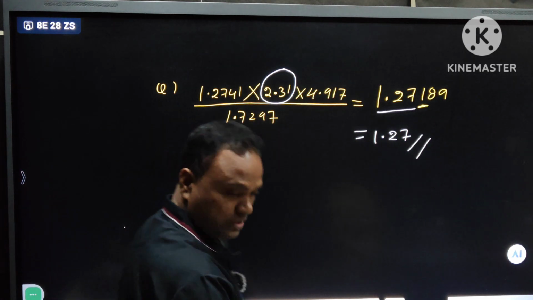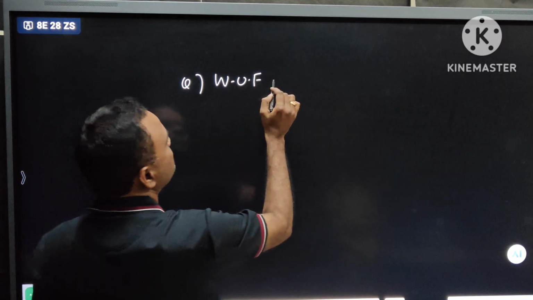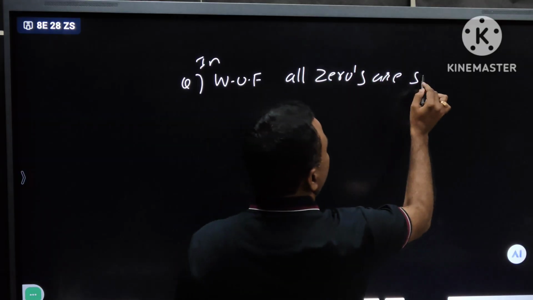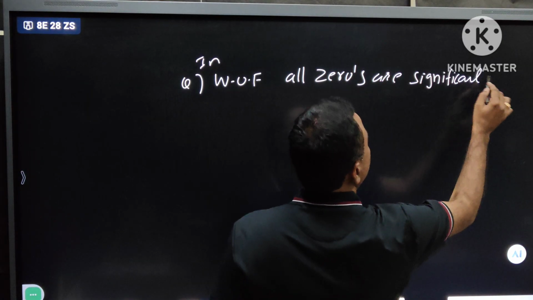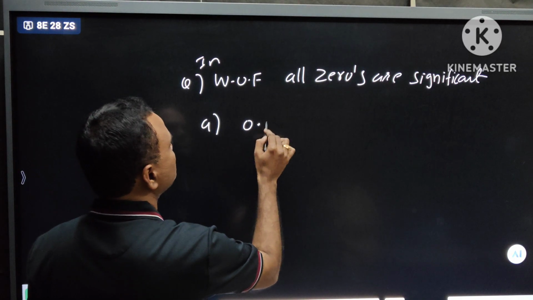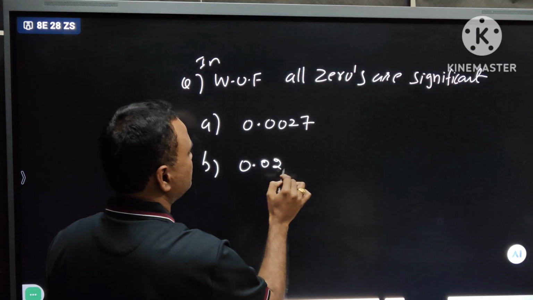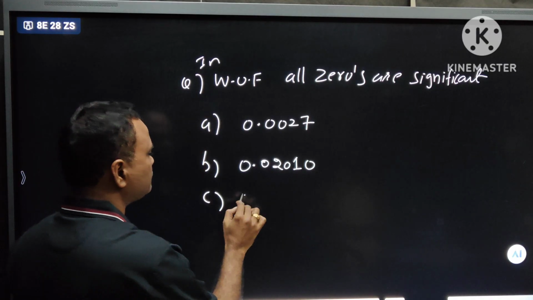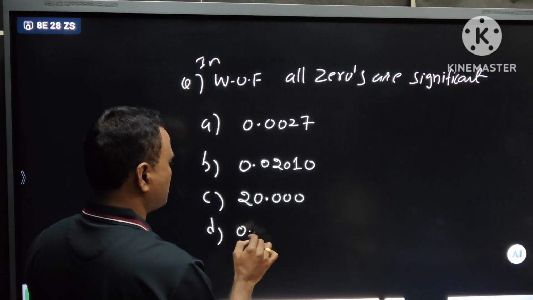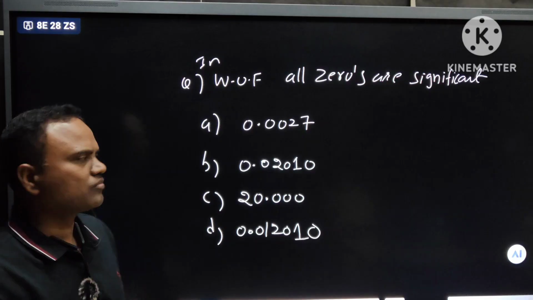One question only. Last question. In which of the following are all zeros significant? See the options. Third option.